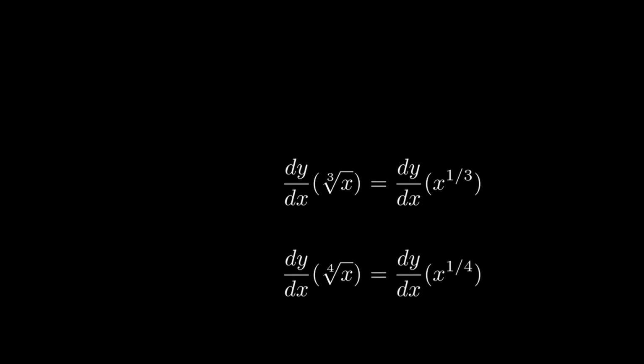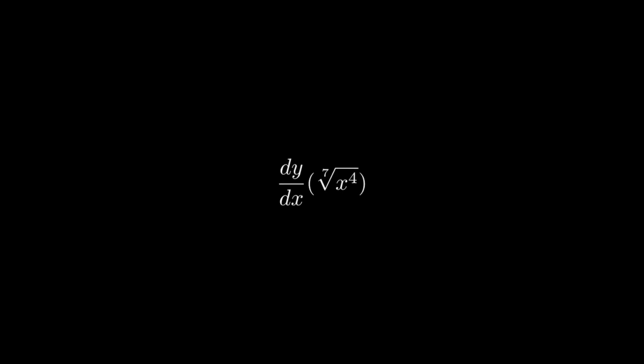Now let's say we have an exponent inside the root. How would we solve it? Well, you can rewrite it as a fraction again. So in that case, the 4 would be the numerator of the new exponent of x, and the 7 would be the denominator. So we get x to the power of 4 over 7. And then you just take the derivative of it.